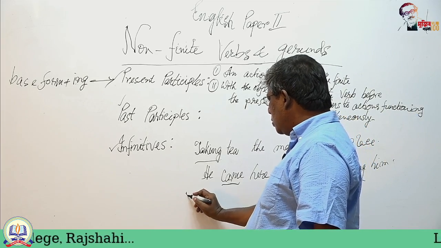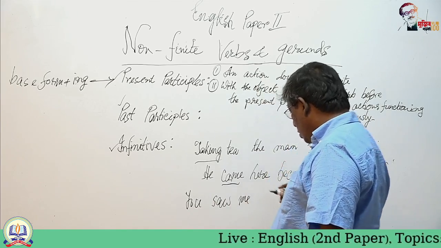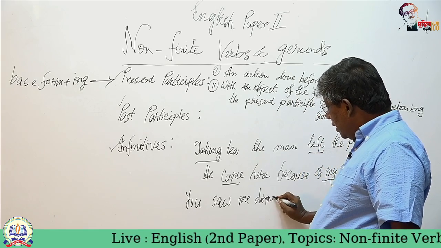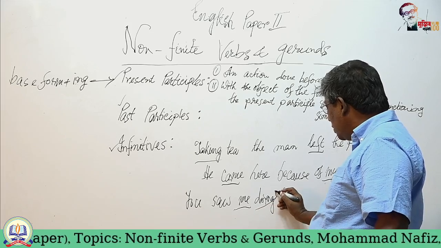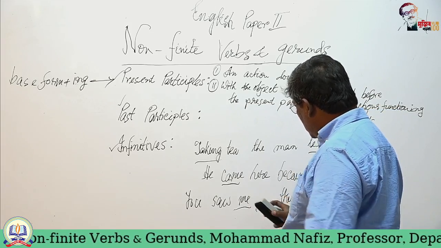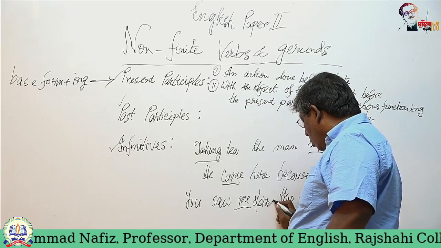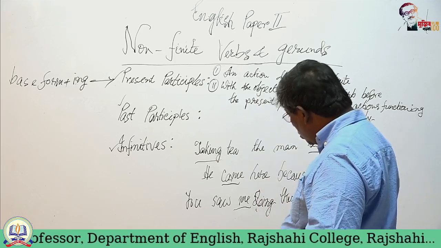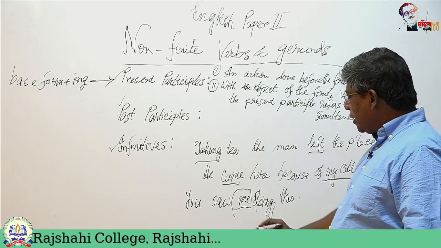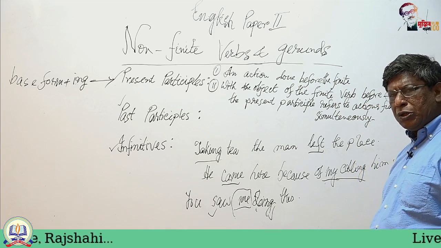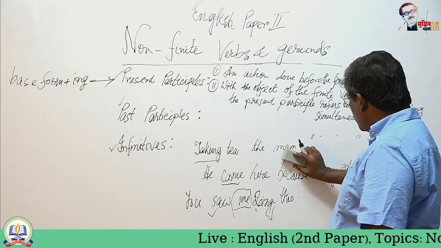And look at this sentence. You saw me doing this. In this sentence, we have an object, a pronoun, before the present participle doing. Because of the presence of the object me, both of the verbs doing and see refer to actions done simultaneously, or done at the same time. Look at a few more examples.